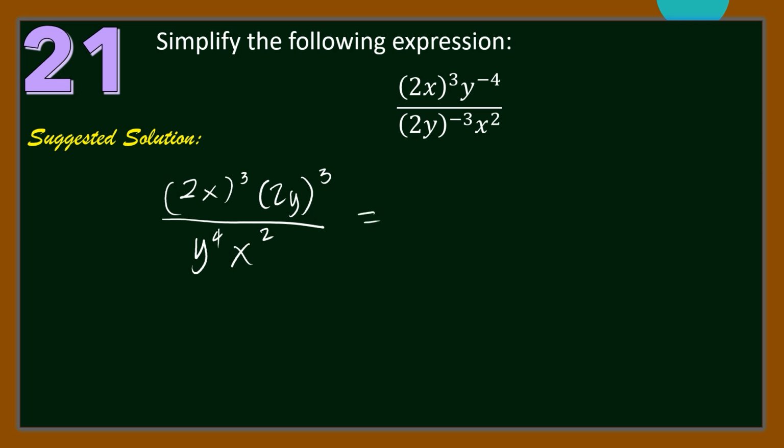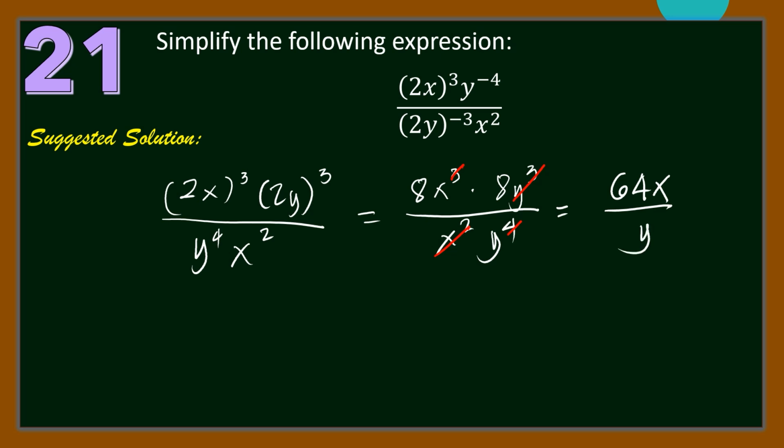In the numerator, we have 8x cubed times 8y cubed, and in the denominator, x squared times y raised to the fourth power. Then x cubed over x squared is x, and y cubed over y raised to the fourth power is 1 over y. So for our final answer, we have 8 times 8, 64x over y.